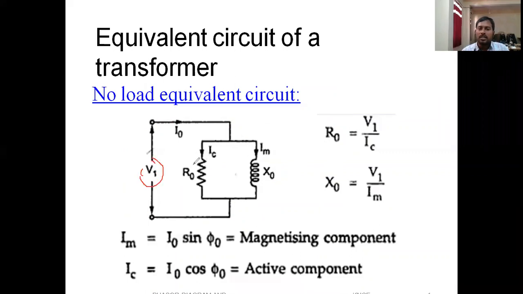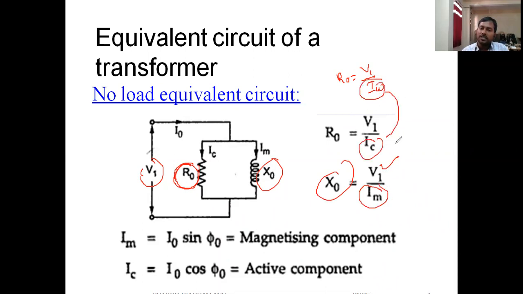The voltage across the resistor R naught is equal to V1, and the current through this resistor is IW. And the voltage across X naught is equal to V1, and the current through that one is IM, the magnetizing current. So IW is the working component of current, nothing but the core loss component. We can call it the working component of current or core loss component current. Because of this one, heat will be produced in the transformer, and because of X naught, flux will be produced.